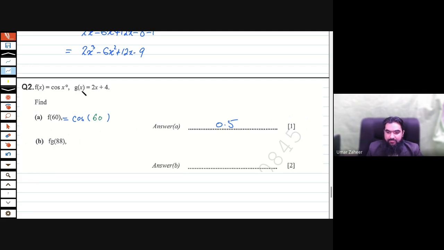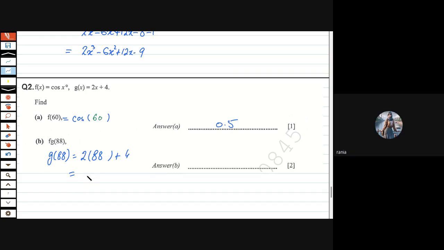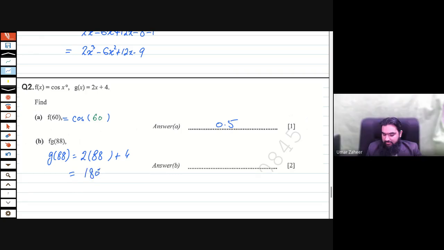In the next part, you have to find f composed with g of 88. We have the function g of x, but we don't have the value of g of 88. So first we will find g of 88. The function g is 2x plus 4. In place of x, we will substitute 88. Let's find the final answer: 2 multiplied by 88 plus 4. We'll get 180 degrees.